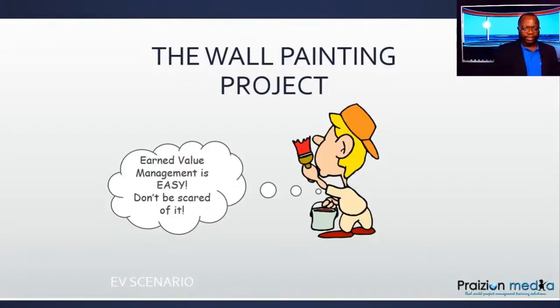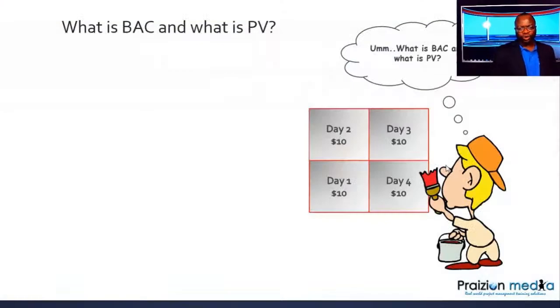Earned value management is easy. Don't be scared of it, says Herman the painter. Herman the painter has been asked to paint this wall, and we took a look at this scenario in the beginning. What is the BAC? Can anyone chat in what the budget at completion is? I told you guys, budget at completion can be calculated by summing up the cumulative plan values. So I hope you remember that. Okay? I really hope you do.